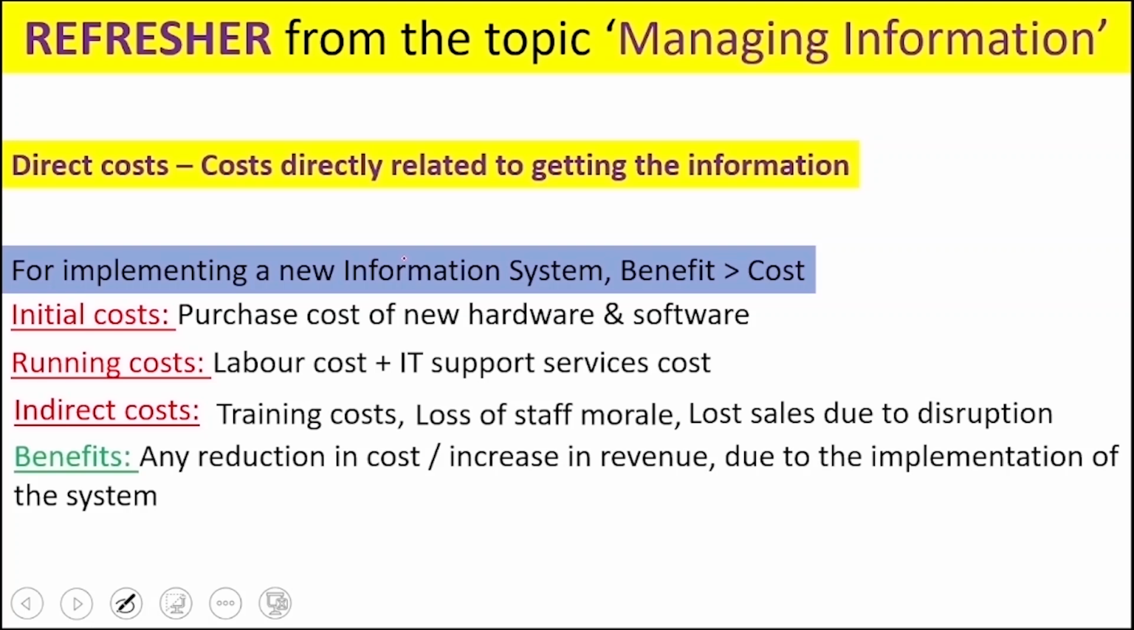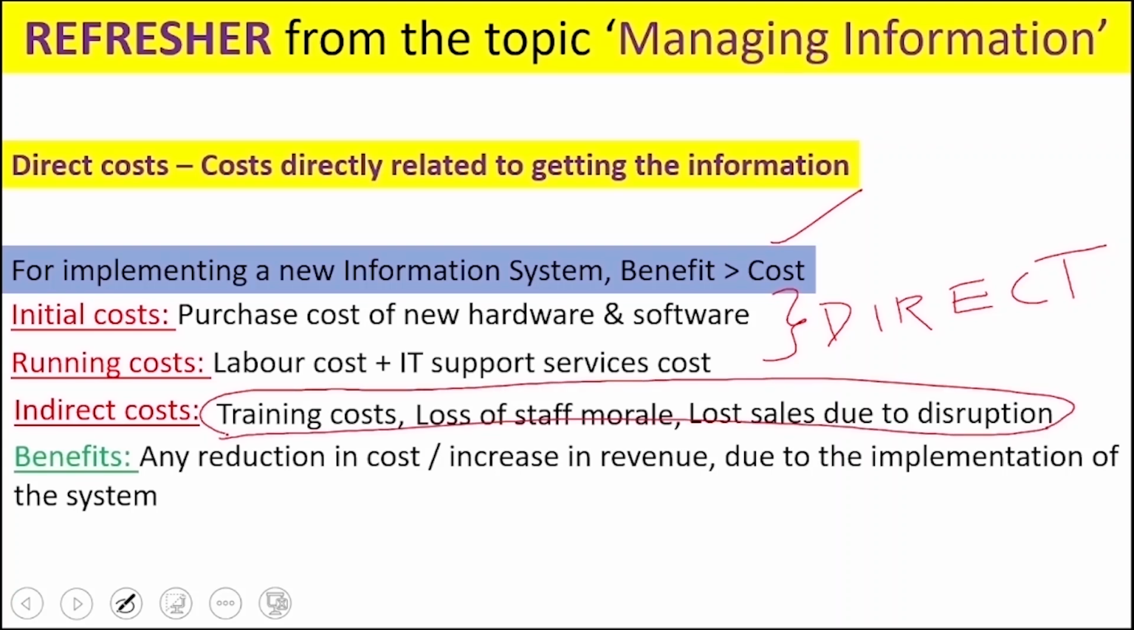Here the key points that you have to note is the difference between the direct cost of getting the information and the indirect cost of getting the information. Now, whenever we implement a new information system, it is said that the benefit should always be greater than the cost. Now, the cost is divided into the direct cost and the indirect cost. The initial cost, that is the purchase cost of the new hardware and the software, and the running cost, that is the labor cost and the IT support service cost, all these are costs relating to a new information system.